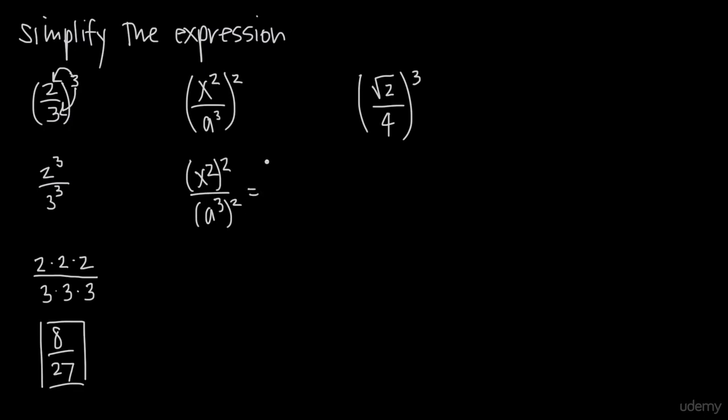That's of course going to give us x squared times x squared, and in the denominator, a cubed times a cubed. And remember, when we multiply like bases, we just add the exponents. So x squared times x squared gives us x to the 2 plus 2, or x to the 4. And a cubed times a cubed gives us a to the 3 plus 3, or a to the 6th.